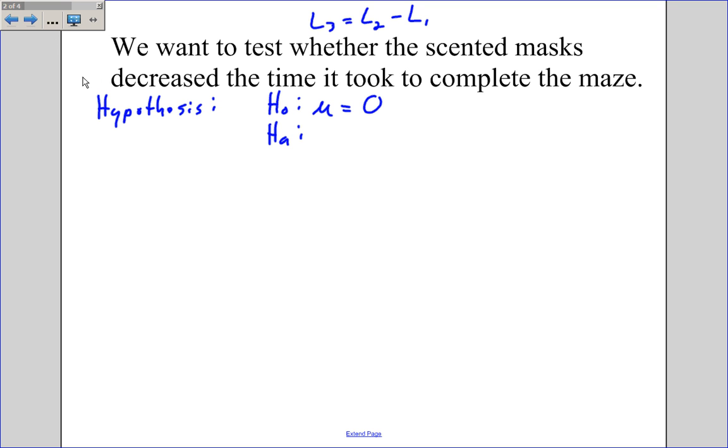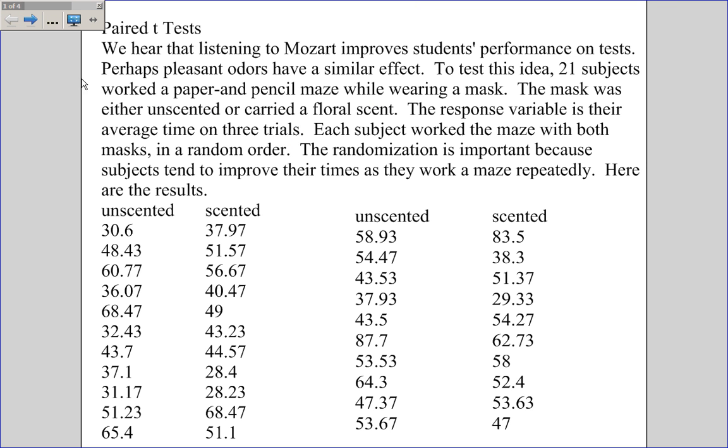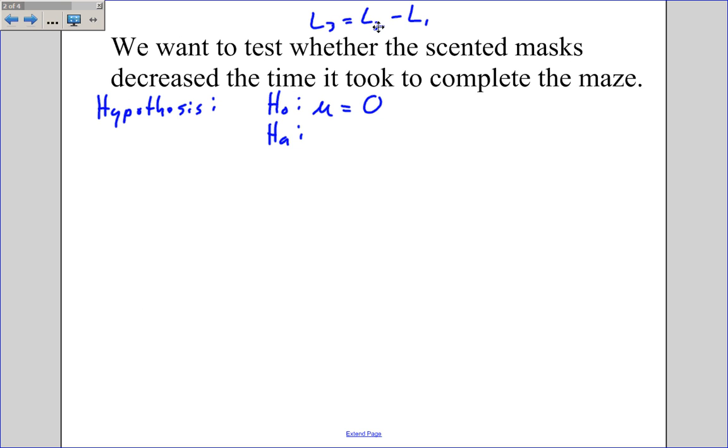So we want to test whether or not the scented masks decrease the time it takes to complete the maze. Our null hypothesis is that mu is equal to 0, because if we put these into L1 and L2, take a second and pause the video and put the unscented in L1 and the scented in L2, and then take L2 minus L1 in L3, what we're going to test is L3, the difference between the two.